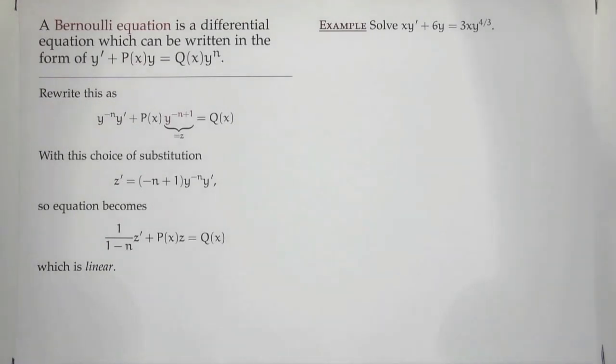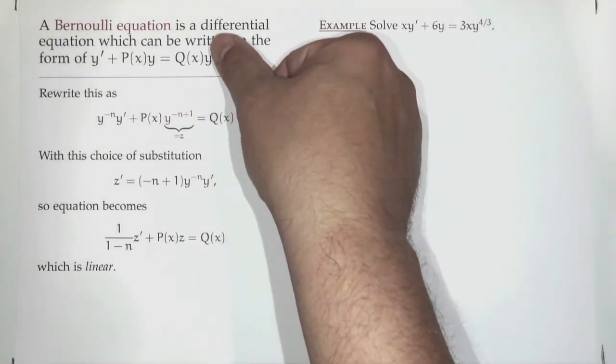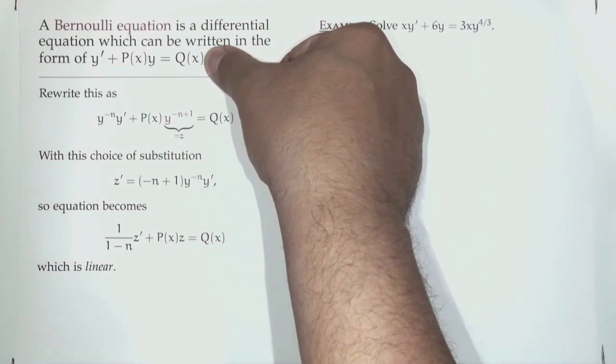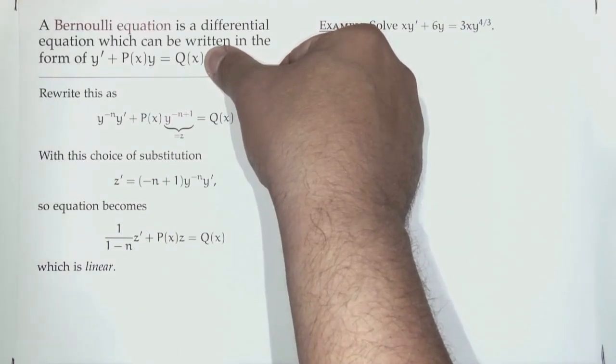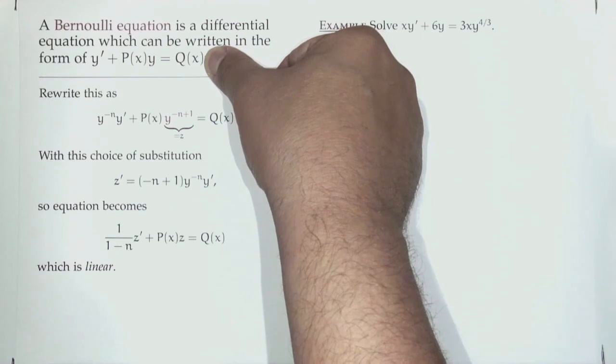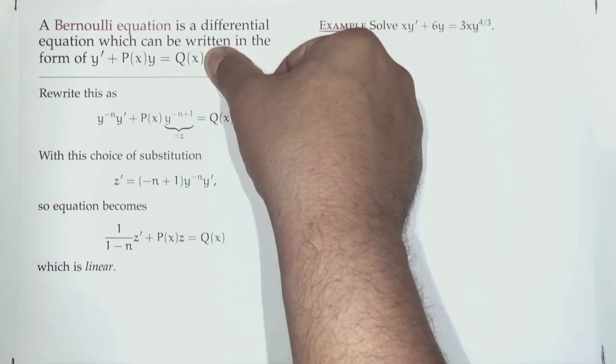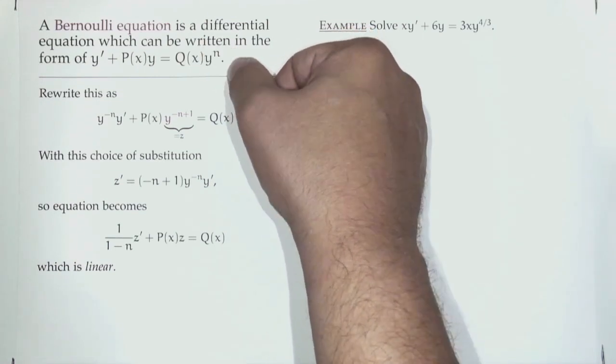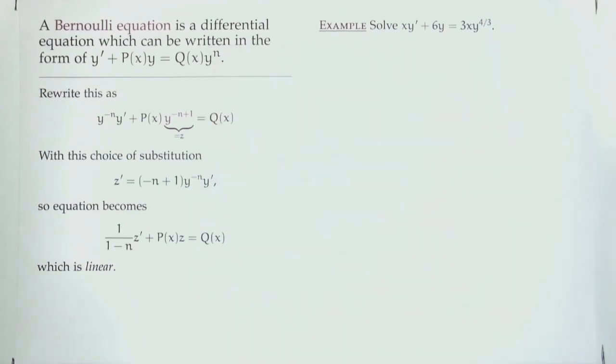So a Bernoulli equation is a differential equation which can be written in the form y prime plus p of x y equals q of x y to the n. Now, if there wasn't a y to the n, what would that be? It would be linear. And we'd use our integrating factors, and life is good. So it's like, darn that y to the n. Why did that have to be there?